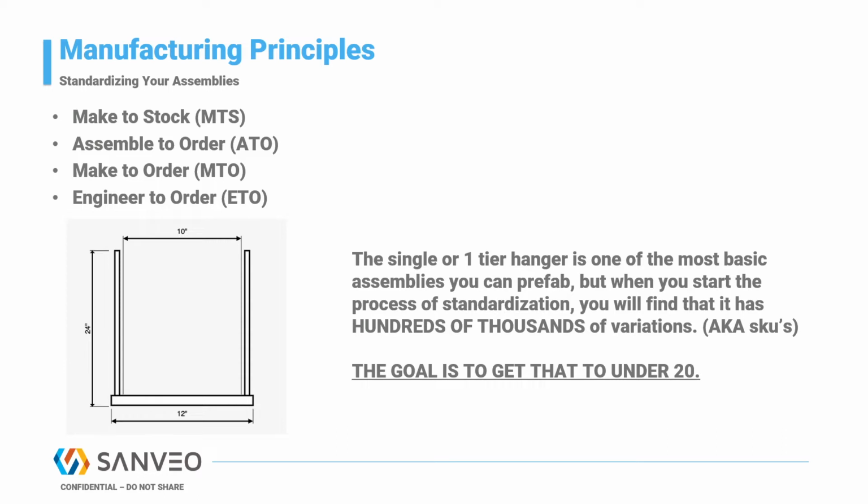This is done by collecting data and assigning the assemblies to one of the 4 basic manufacturing principles by determining how often they are used. So let's take a look at the difference between these 4 principles.